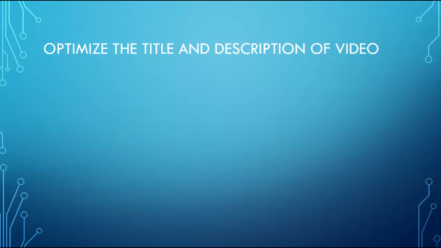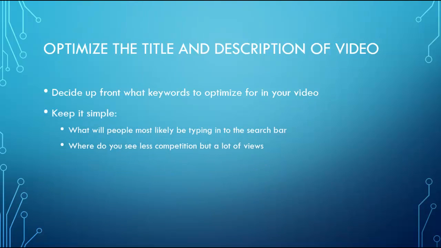So let's begin. First, we're going to optimize the title and description of the video. So don't leave it blank. We'll decide up front what keywords to optimize for in your video. So we'll keep it simple. What will people most likely be typing into the search bar, and where do you see less competition but lots of views? So let's start.